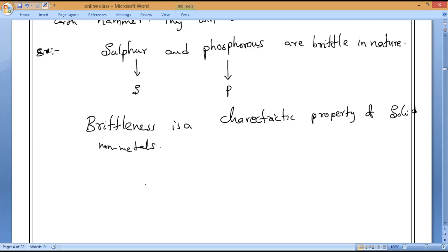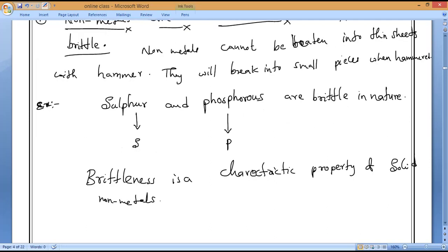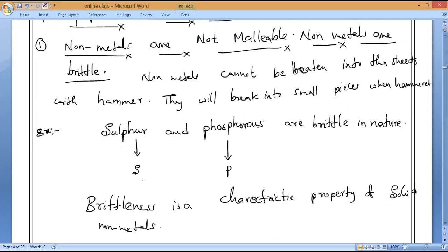Any doubt in this? Please let me know. Are you clear, everyone? The first property of non-metals is that non-metals are not malleable and non-metals are brittle. Non-metals are not malleable means they are brittle in nature. That is why it is an important property of solid non-metals. That is what you have to remember.